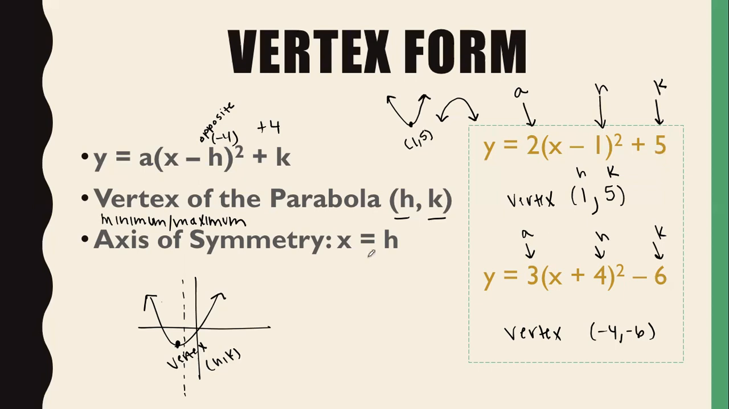So remember, it's opposite. My equation says x minus h. So this does not mean that this is a negative h. X minus h is just the equation. So if it says x minus 1, like for here, that means there's a positive 1 here. But since it says plus 4, that means there must have been a negative 4, because a negative negative would have made it plus 4.